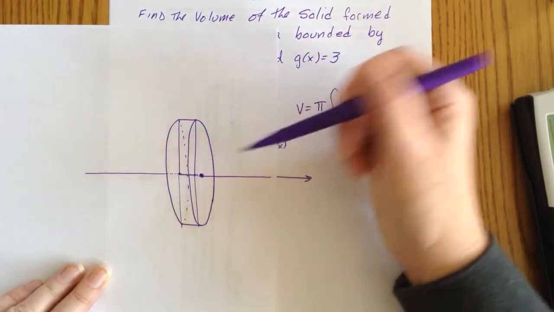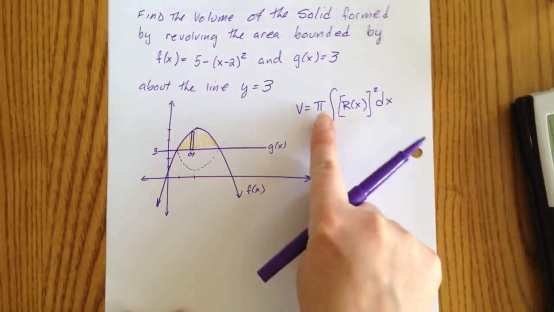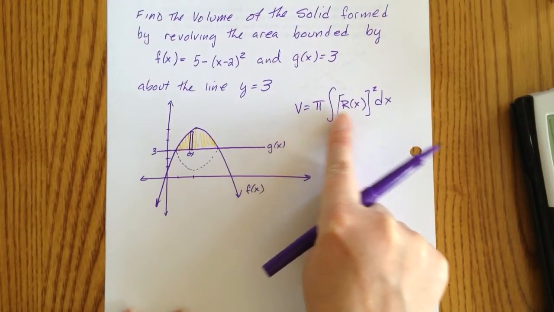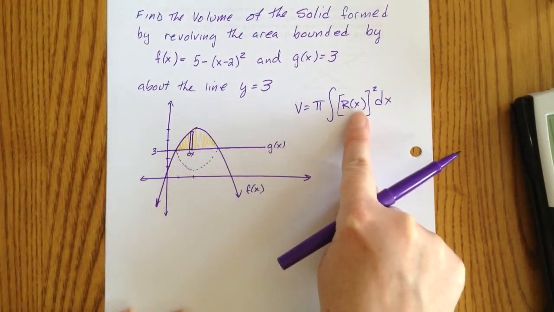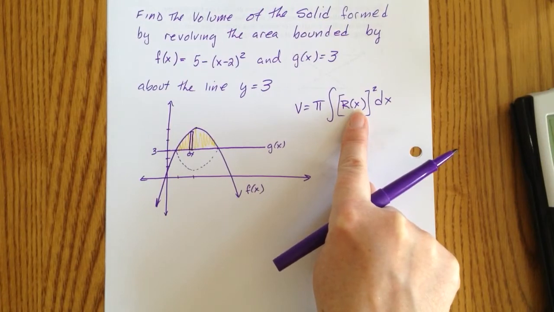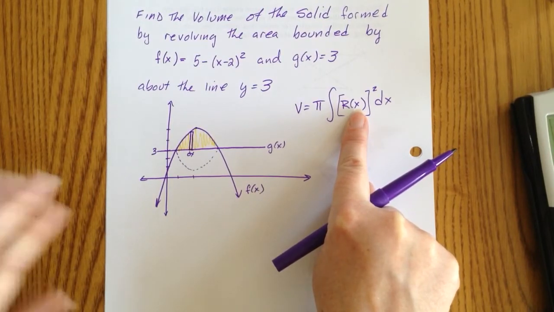So we have dx as our width, and we know that the volume of a cylinder is pi r squared h. dx is the h. We will need to figure out the radius, and this is going to be festive.